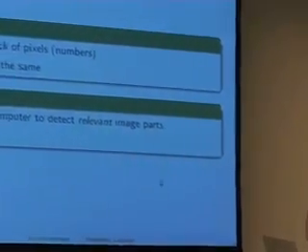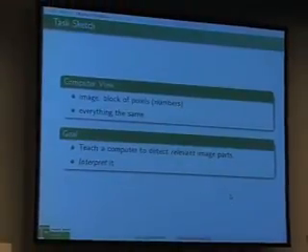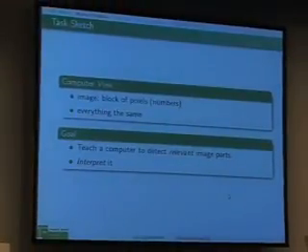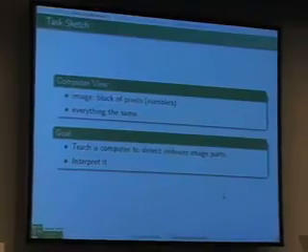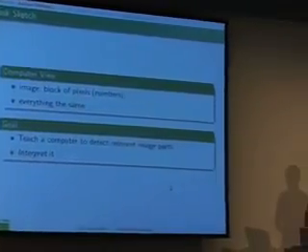And for a computer, the problem is that everything in the image looks the same. It's just a block of pixels, it's just numbers, everything is the same. So what visual motion analysis wants to do is teach a computer to detect the relevant parts of an image where something is going on and interpret it.